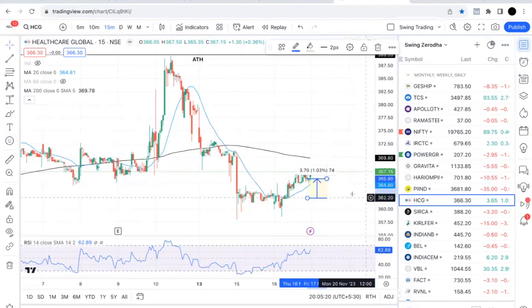365.80 would be the 1% price. If my purchase price is 362.10, then 1%, or 1.03%, would be 365.80. So I would set that in and set up a GTT. All right. Any other questions?